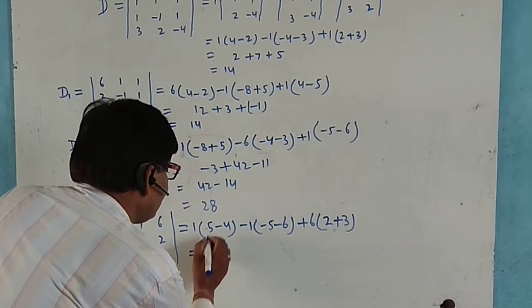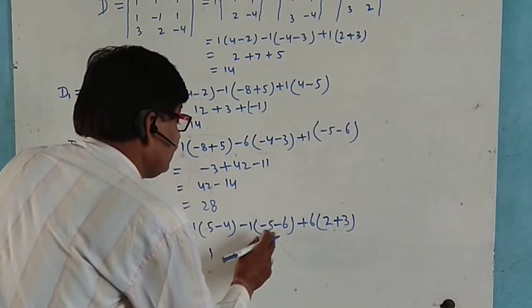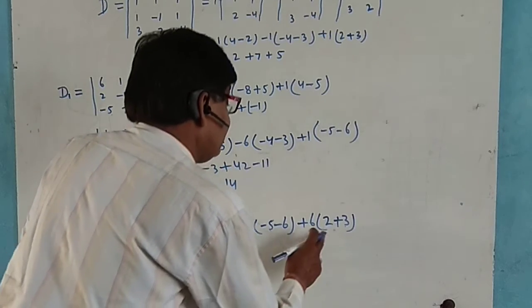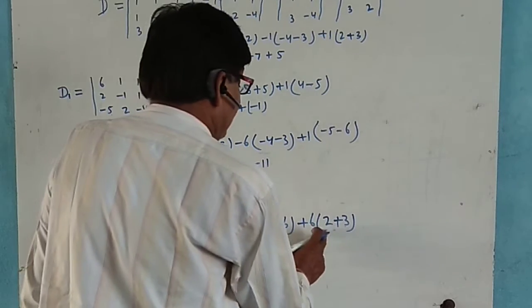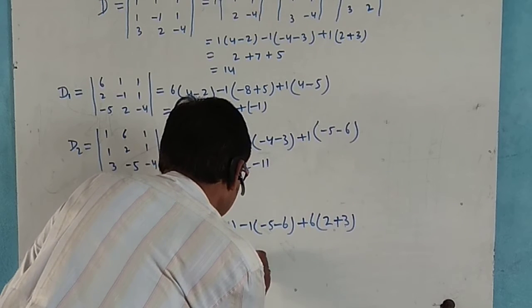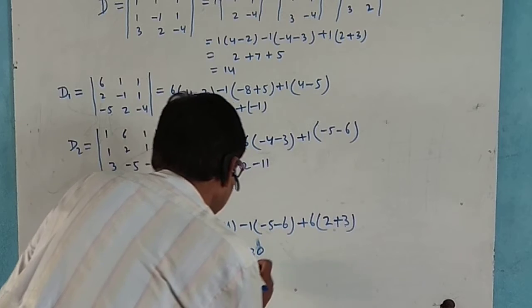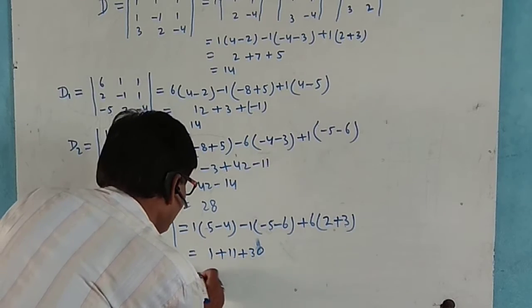Here this is equal to 1, this is equal to minus 11 plus 11, and this is equal to 3 times 5 is 15, 5 times 6 is 30. This is equal to 12 and 42.